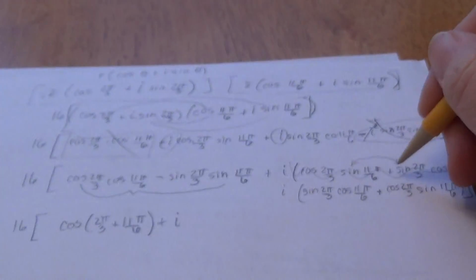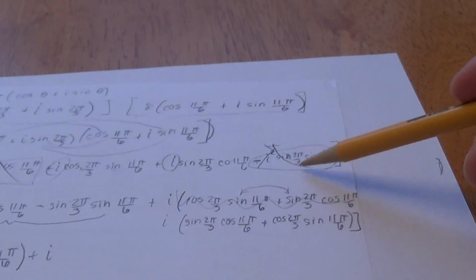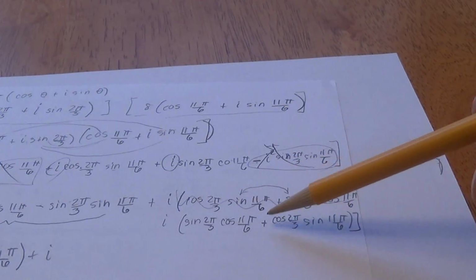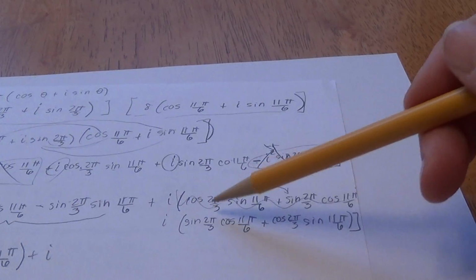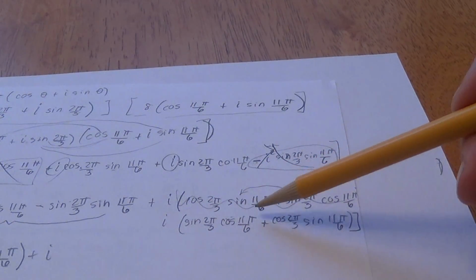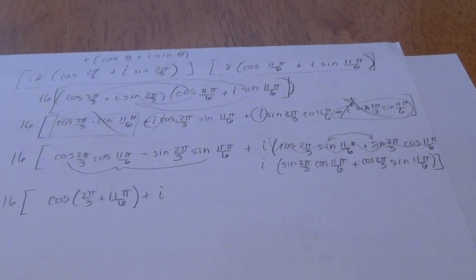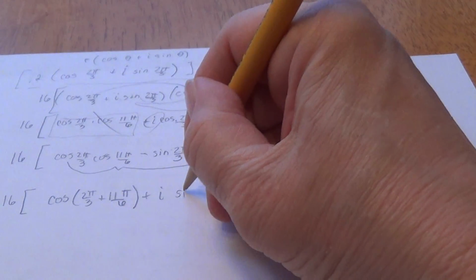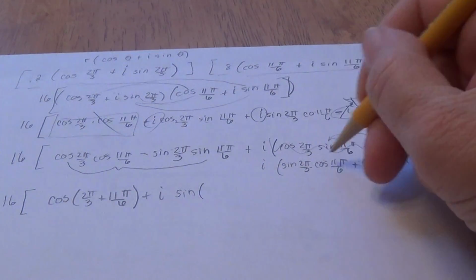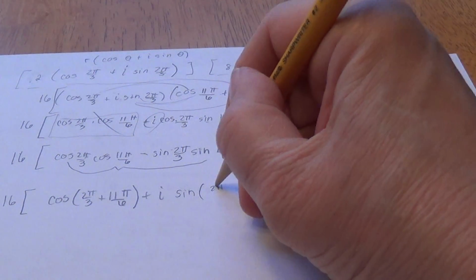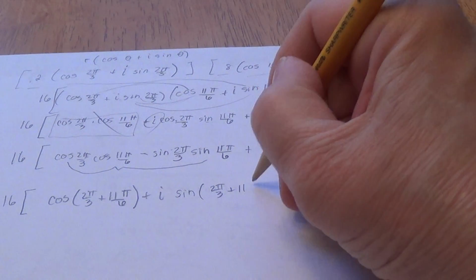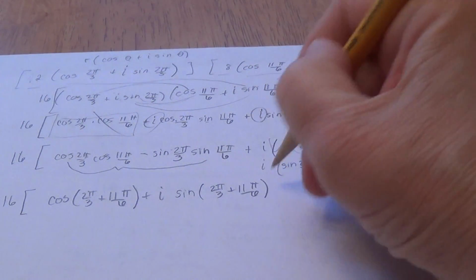The i is out in front here. Do you recognize this one? Sine cosine plus cosine sine: sine A cosine B plus cosine A sine B. Well, that is sine of A plus B. So I'll just write sine of this plus this, 2 pi over 3 plus 11 pi over 6.